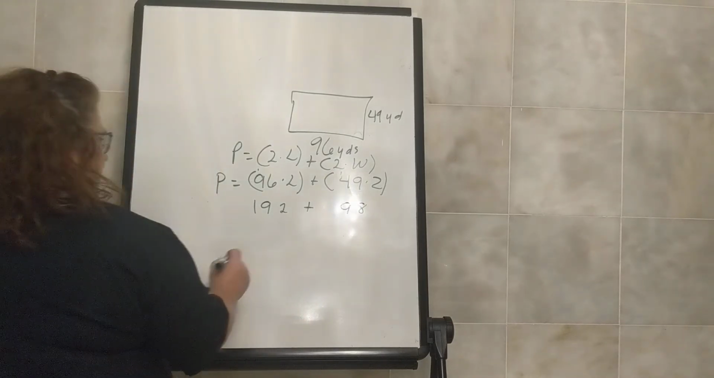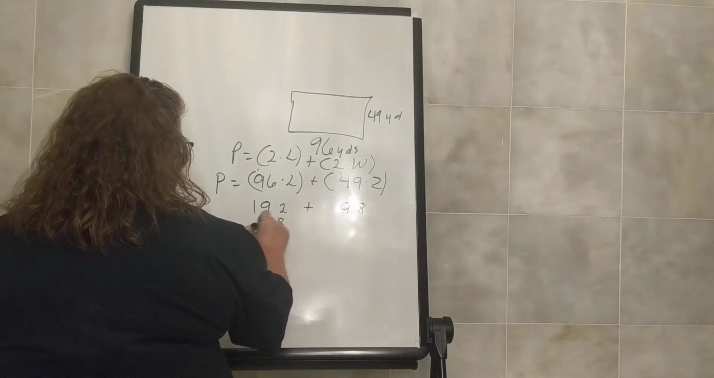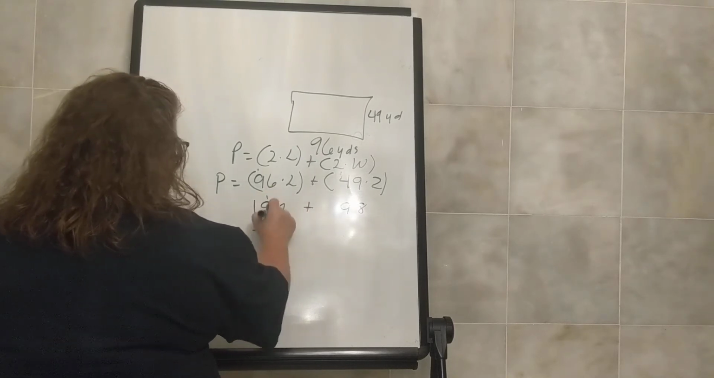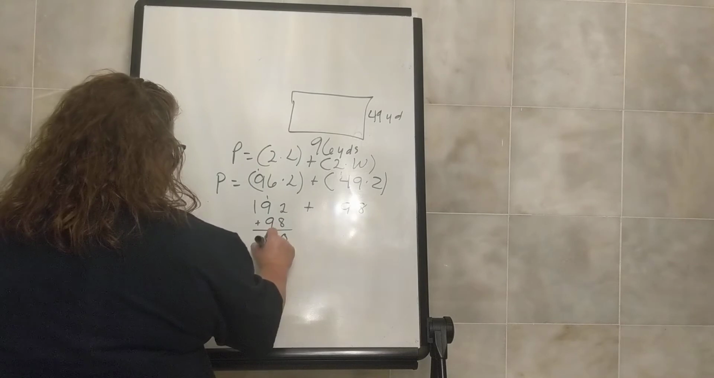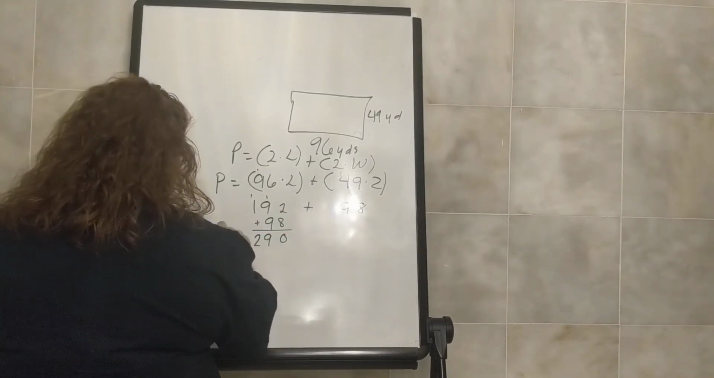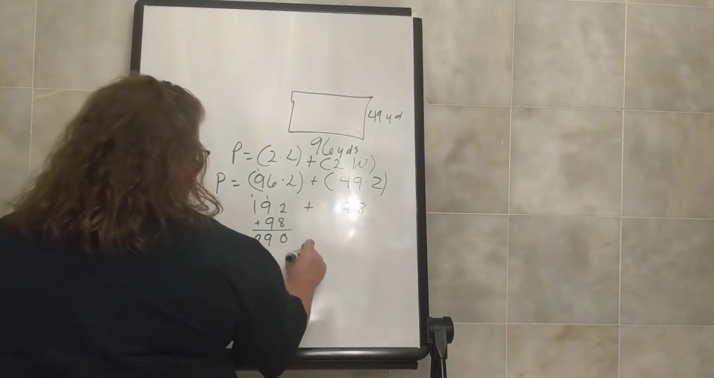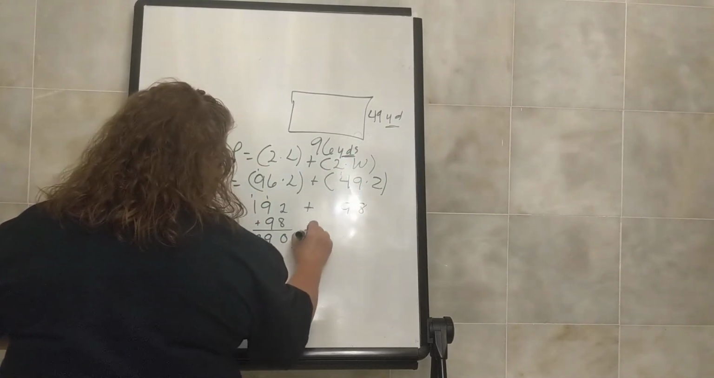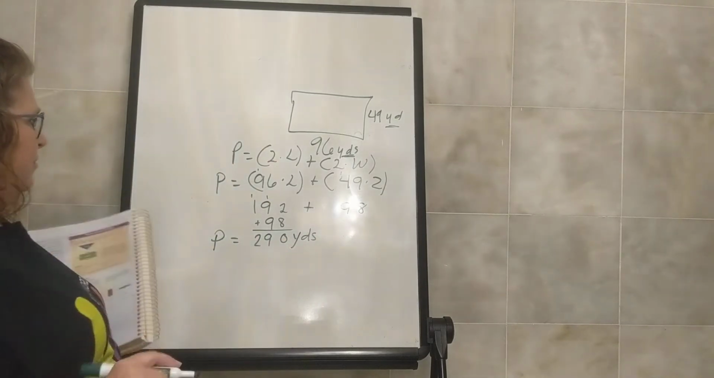92 plus 98. I'm just going to move my 98 over here because that's easier for me. 2 plus 8 is 10, put 0 down, carry the 1. 9 plus 9 is 18, 19, put 9 down, carry the 1. So the perimeter equals 290, what's our measurement? Yards. So that is the perimeter.